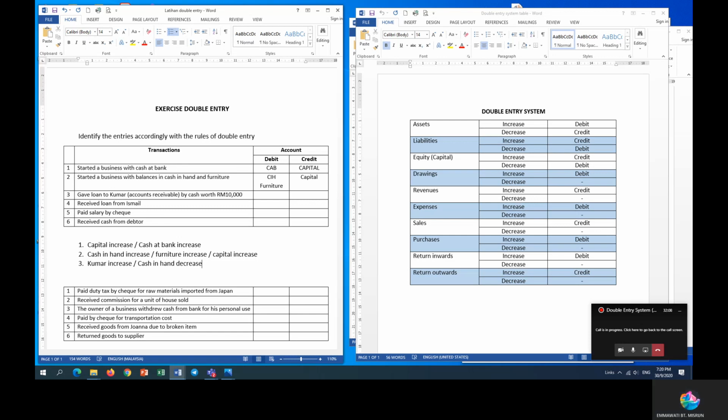Berkurangan. Okay, so kita dah kena pasti dua akaun kita, which are Kumar account and cash in hand account. So kita tengok kat sini, Kumar increase. Kumar adalah account receivable adalah asset. Asset increase kita debitkan. Jadi kita debitkan account Kumar. And then at the same time, we have cash in hand decrease. Cash in hand is also our asset. Asset decrease, kita kreditkan. Jadi kita kreditkan apa? Kita kreditkan account cash in hand.